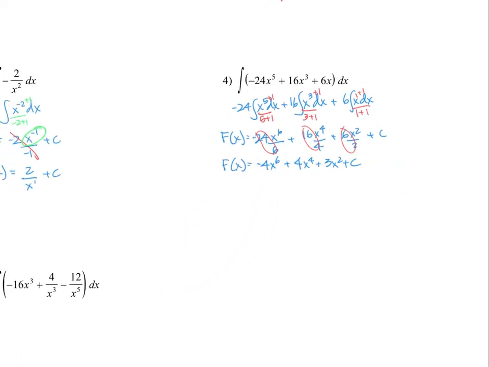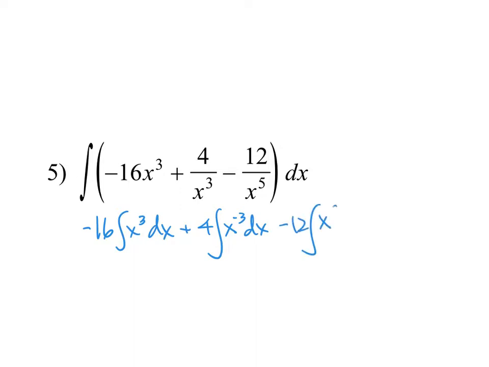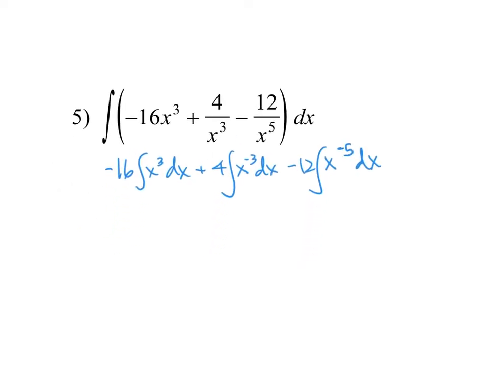All right, I think we have one more to go. So this kind of combines both sum and difference as well as having exponents in the denominator. So we're going to rewrite this as negative 16 x to the 3 dx plus, we're going to have the 4. And right here, I'm going to go ahead and already move that up. And then we have minus 12 x to the negative 5 dx. So again, the x to the 3 and x to the 5, we moved up and changed the sign of the exponent.